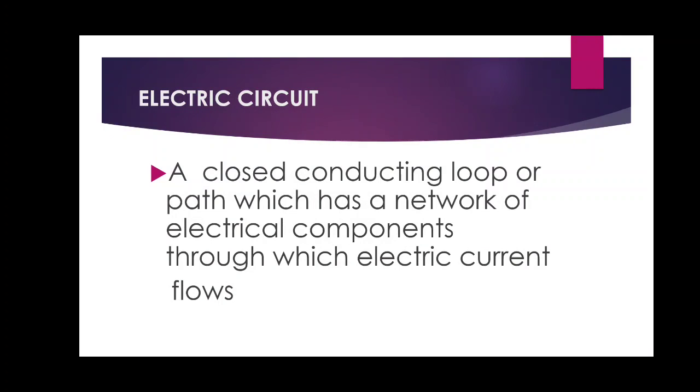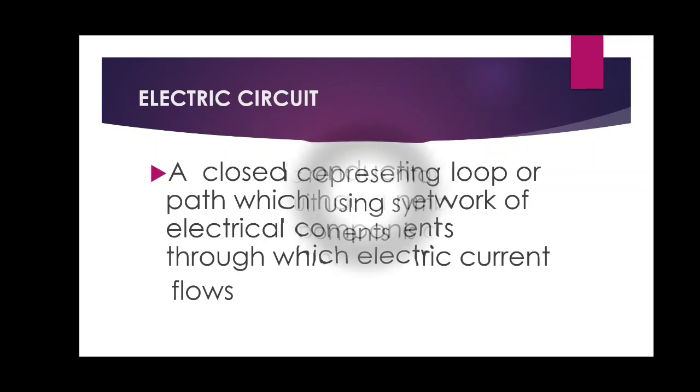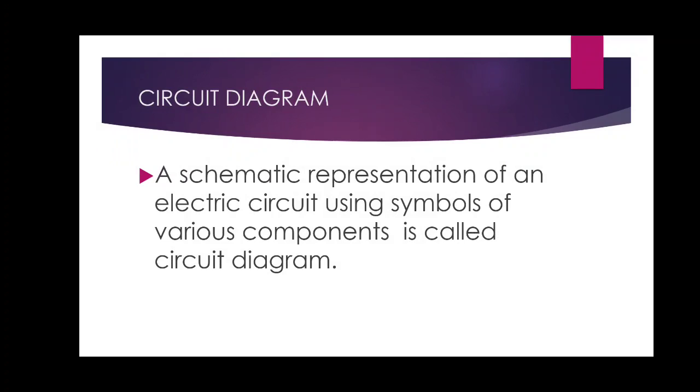We have seen in the previous picture only a cell and a bulb which are connected using connecting wires. So there were two components there, and every time it is very difficult for us to draw those components as such. So for making the job easier, what we do is we always represent this electric circuit using a diagram which is called a circuit diagram. So we can define a circuit diagram as a schematic representation of an electric circuit using symbols of various components.